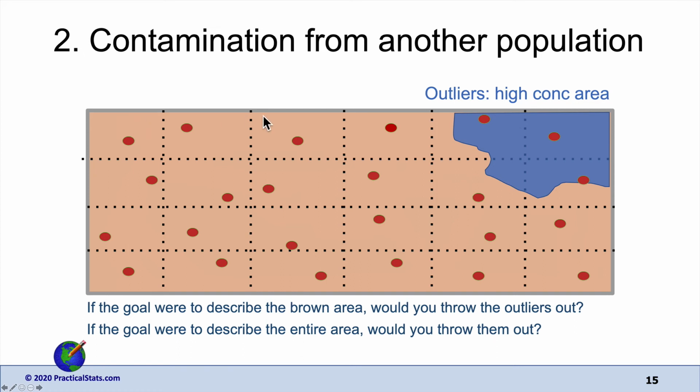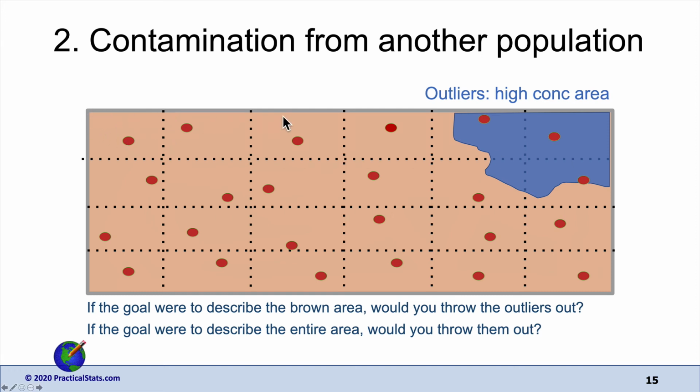If you only wanted to describe the brown area, separate out the blue area, do not consider it, report back statistics for the brown area, and then possibly, if you're interested in it, report back the statistics for the blue area as well.